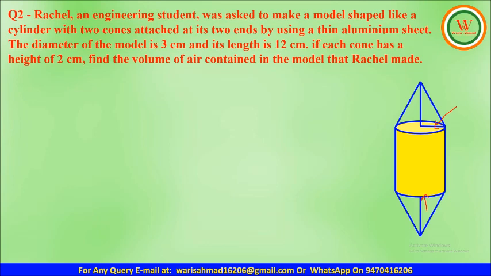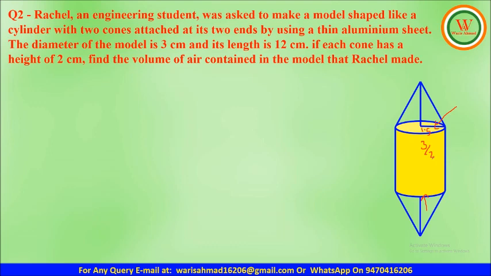Next line of the question, the diameter of the model is 3 centimeter. So here the diameter of this model is 3 centimeter, hence the radius of this conical portion will be equal to 1.5 centimeter, or we can say 3 upon 2 centimeter also. Either we can write 1.5 centimeter or we can write 3 upon 2 centimeter. Since the diameter is 3, hence the radius will be equal to 3 upon 2 centimeter.